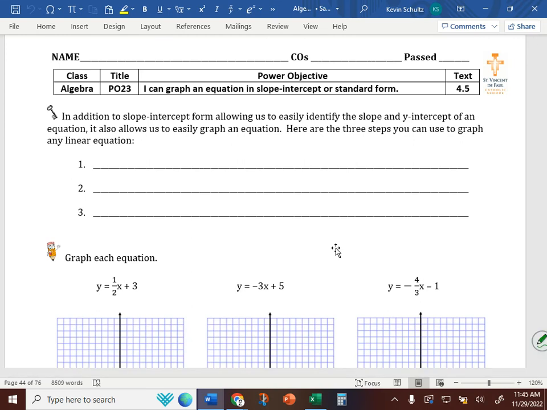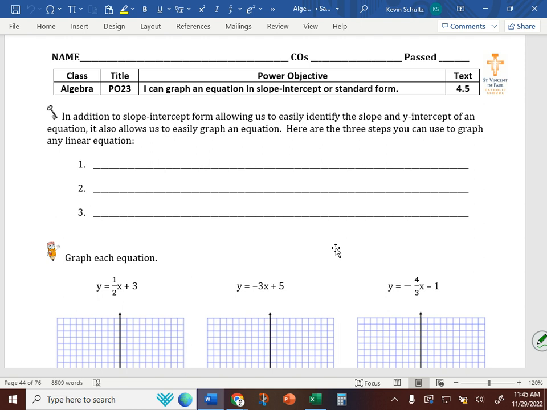Mr. Schultz, going over PO23 with all of you. We've done this objective before. Last year in pre-algebra, it was called PO54, but you've done graphing, okay? The difference from last year to this year is that now we're adding the possibility that you have to write the equation of the line in slope-intercept form first.